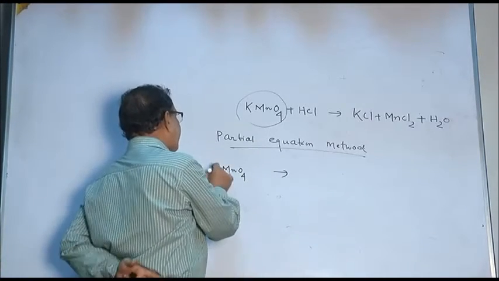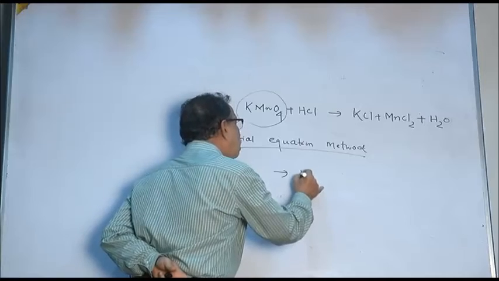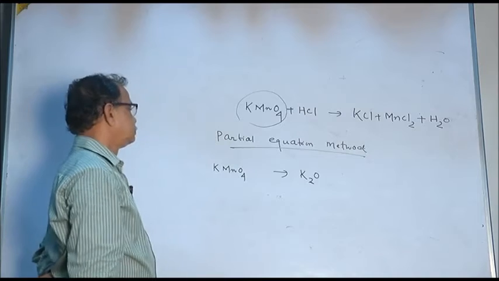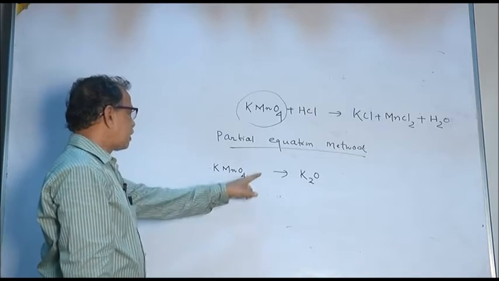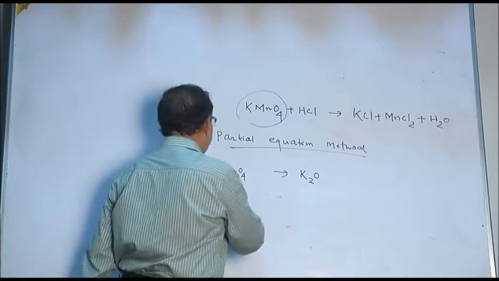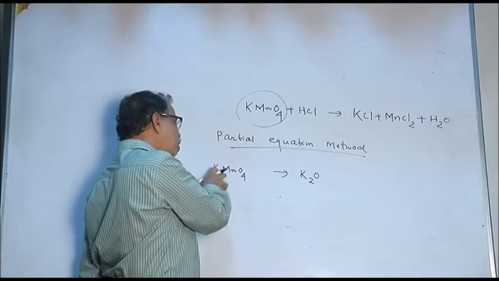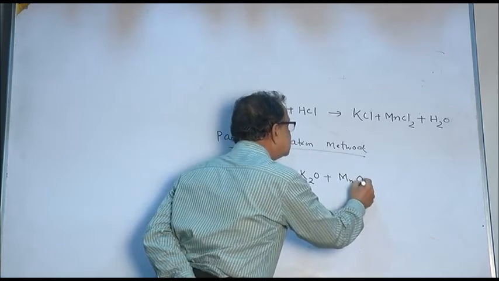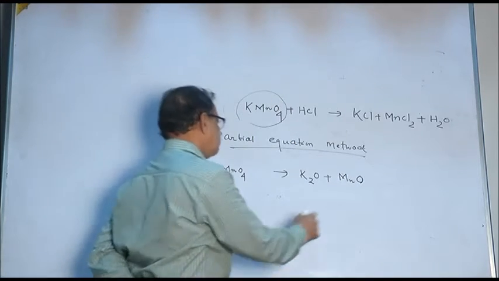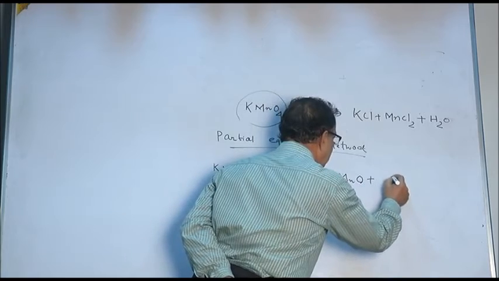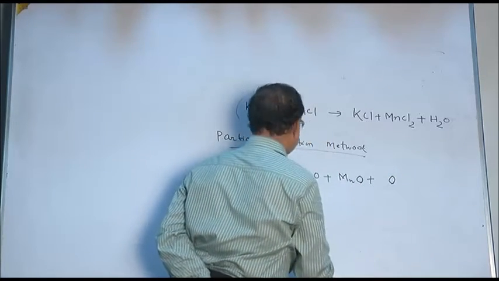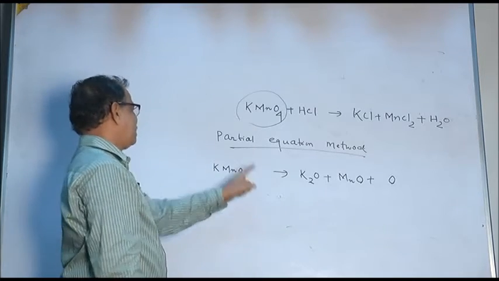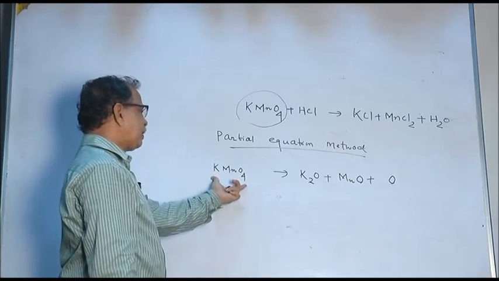Now K oxide will be KO, not balanced. Oxygen is 2, so the formula is K2O. First is K2O, then Mn oxide, which we may write as MnO, plus oxygen. Now it is not balanced. Balancing each part is easier by the hit and trial method.